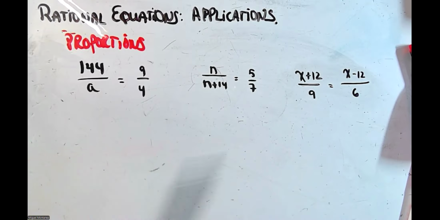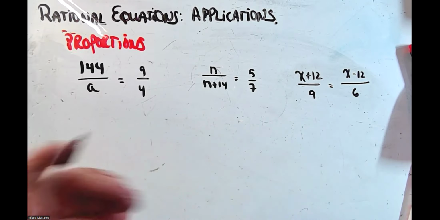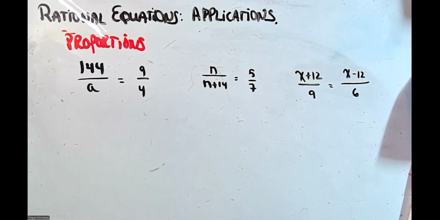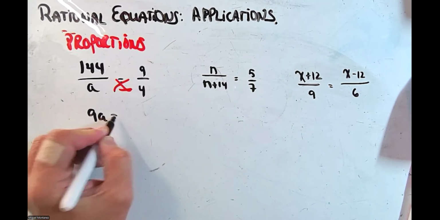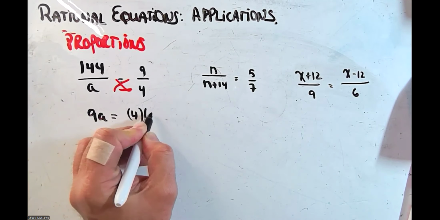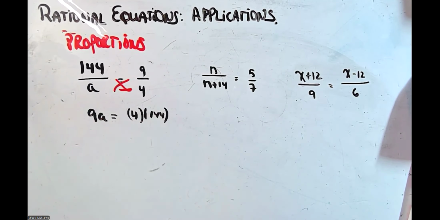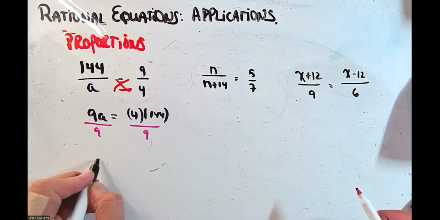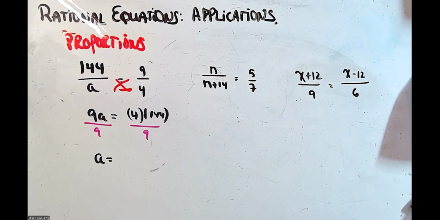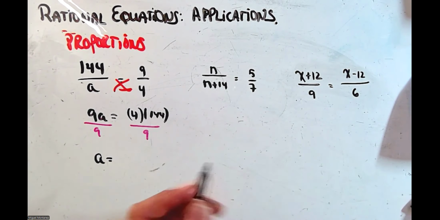Well, let's just practice these 3 examples. No word problems, just simple examples. Again, proportion, cross. So we have 8 times 9a equals 4 times 144. And now we simply divide by 9, and we get the answer. Okay, there we need to use a calculator.